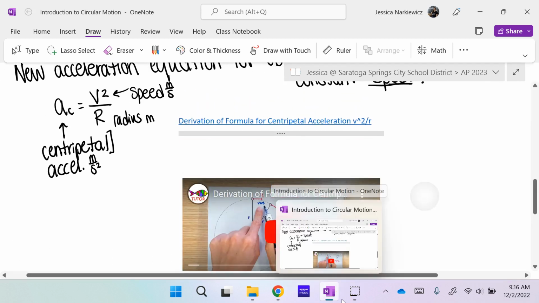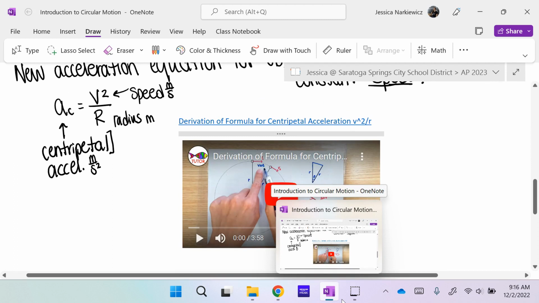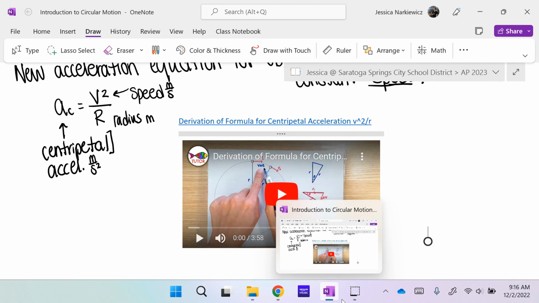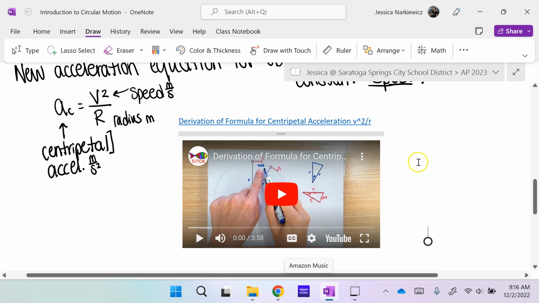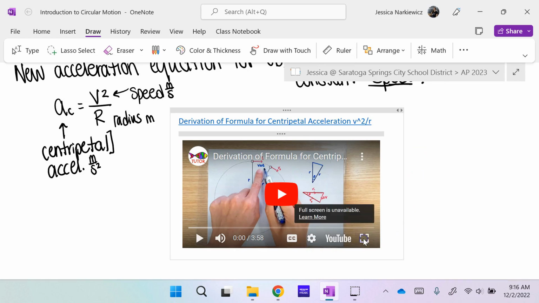Now, if we're curious about where that equation comes from, I'm going to play a video now about how to get that equation. If you do not care and you are just happy knowing that that equation is what it is, then you can skip the next 4 minutes of this video.